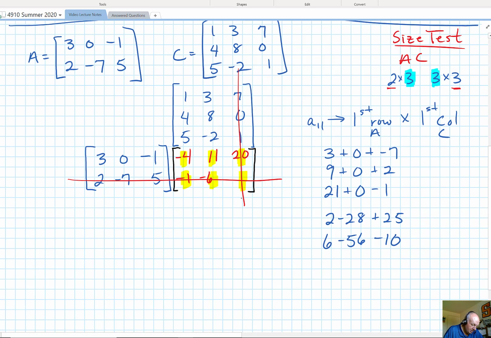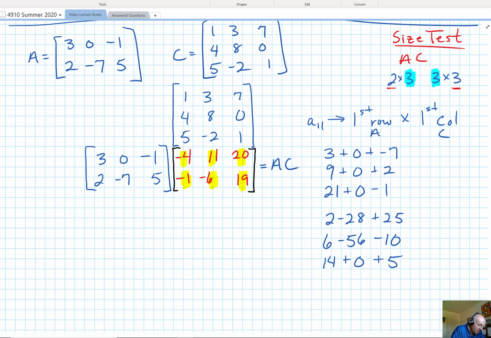This row, this column. So 2 times 7 is 14, negative 7 times 0 is 0, and 5 times 1 is 5. So that gives us a total of 19. And there we go. This is the matrix AC, and you can see that it is a 2 by 3 matrix. Technology can do this for you. You can enter A into the calculator or into GeoGebra and C in as well, and then do A times C and it will work.